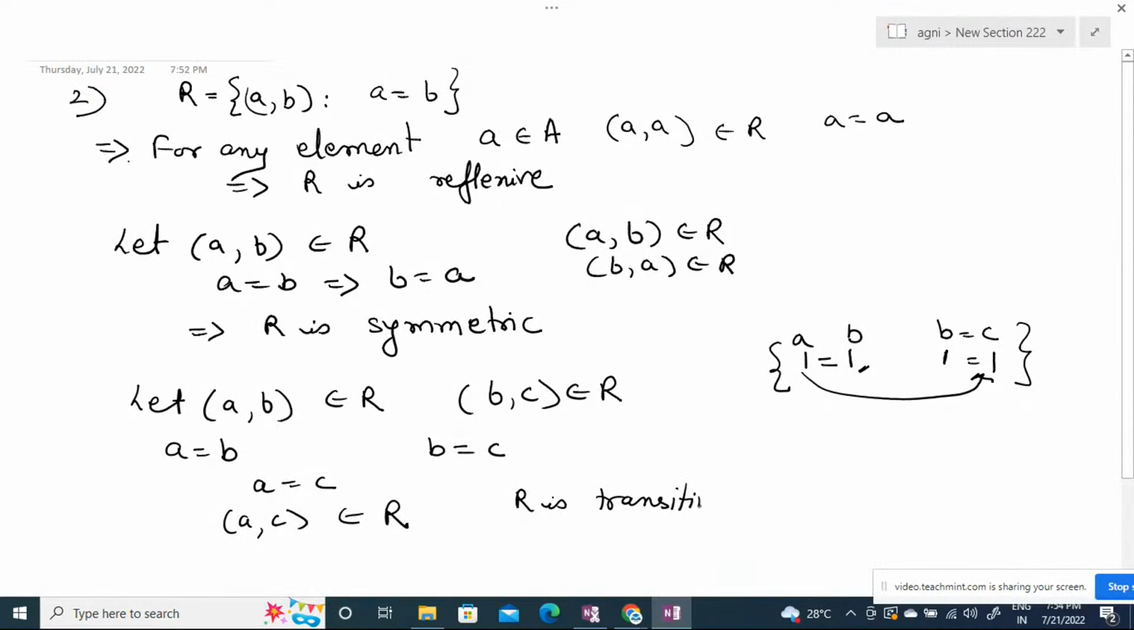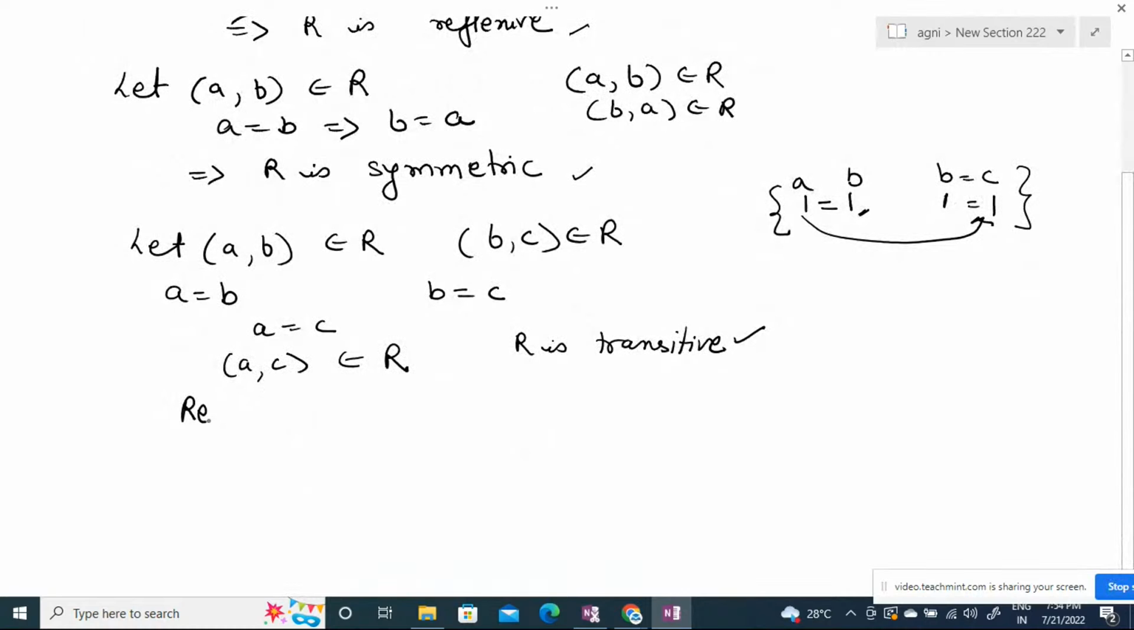Now here all the three conditions are satisfied: transitive, symmetric and reflexive. So ultimately we can say that relation R is an equivalence relation.